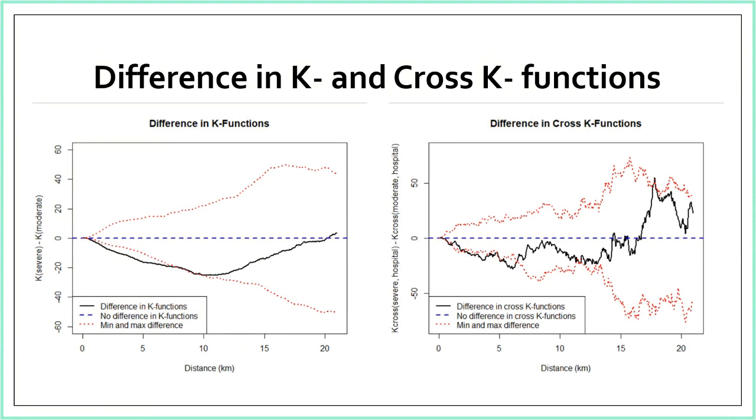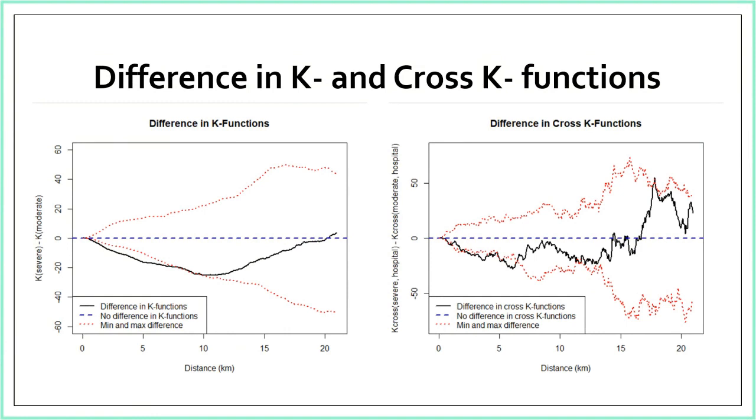So the red lines are minimum and maximum differences, representing a significance envelope based on 39 simulations of Monte Carlo random labeling, and the blue line at 0 is the null hypothesis that severe hospitalizations don't cluster any more or less than baseline moderate. So we observed that within 7.5 kilometers, moderate hospitalizations cluster significantly more than severe hospitalizations and continue to do so at larger distances, though not significantly.